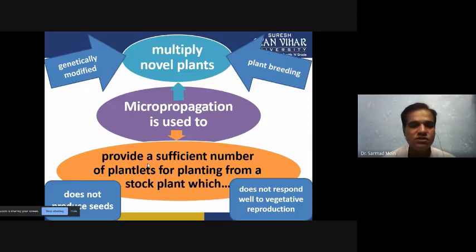So we can take those plants which can't propagate properly under natural conditions, so that we can generate stock plants, and these stock plants can be given to farmers or growers so that they will benefit. These plants do not respond well to vegetative reproduction in nature. So the plant which does not respond properly in nature, we can take and use in vitro conditions so that we can propagate it properly and efficiently.